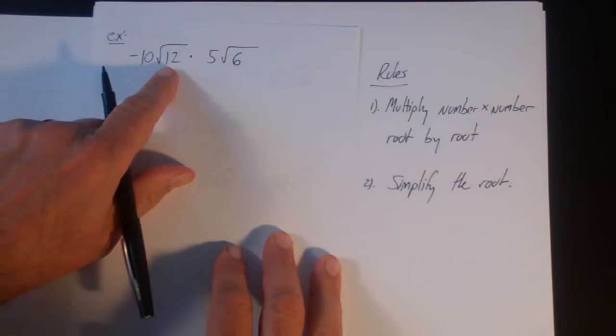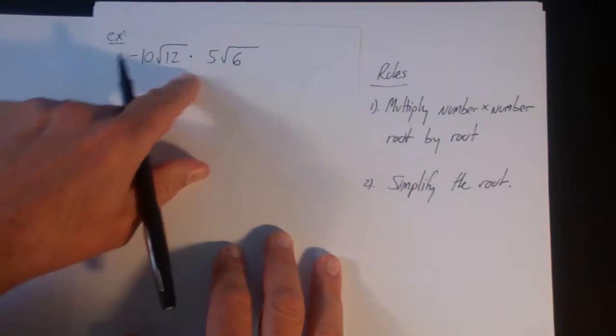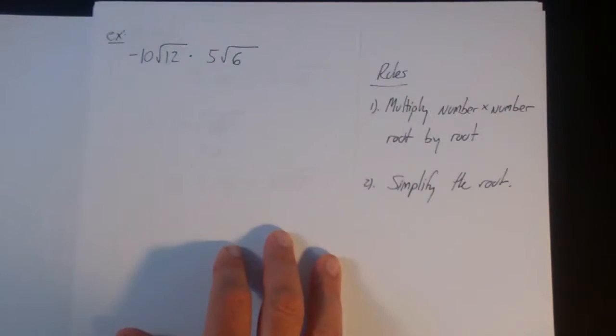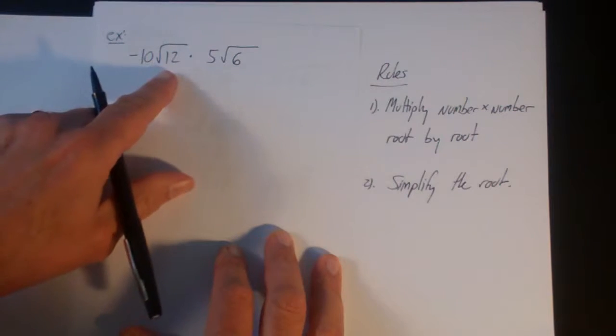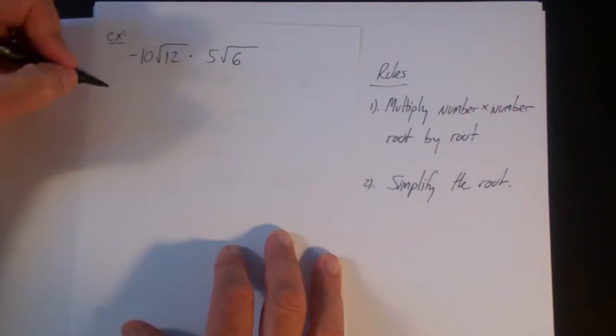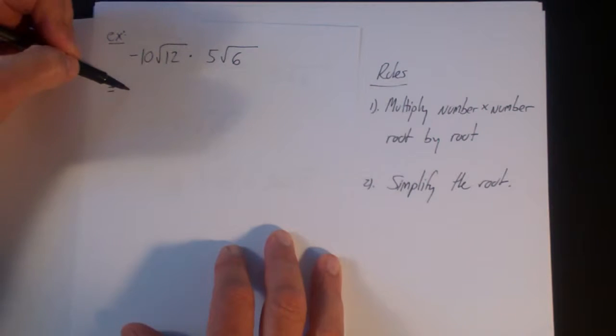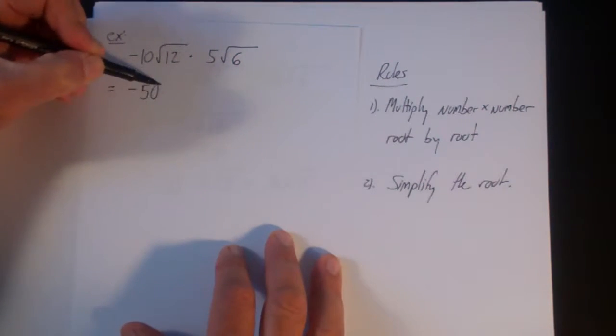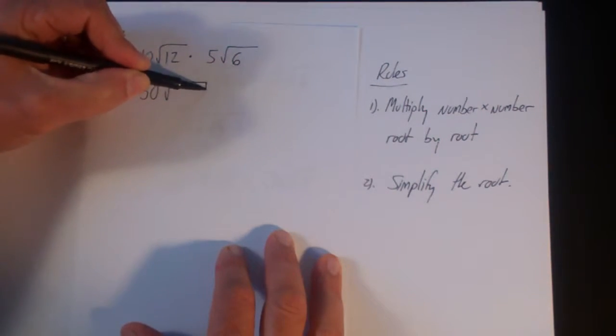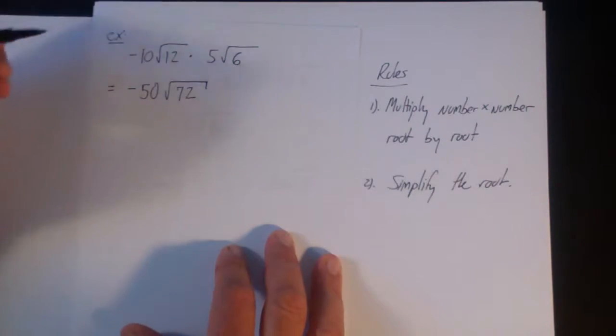Now at this point it doesn't necessarily matter. If you notice square root of 12, you can simplify. So if you simplify it first or multiply first, it's kind of up to you. When the numbers get very, very large, it's easier to simplify it first. I'm not going to do it this way, to show you that it doesn't matter. I'm going to get number times number, so that's minus 50. And then root times root, so that's the square root of 72.